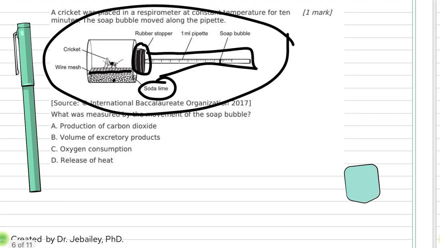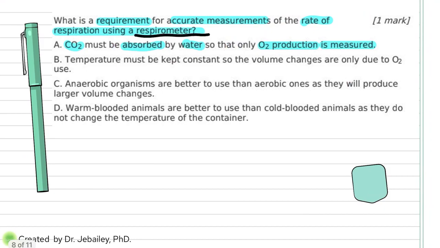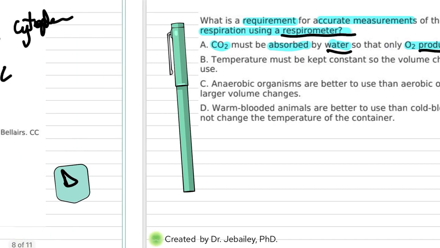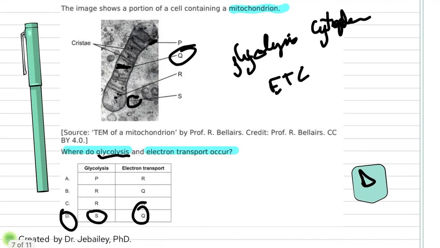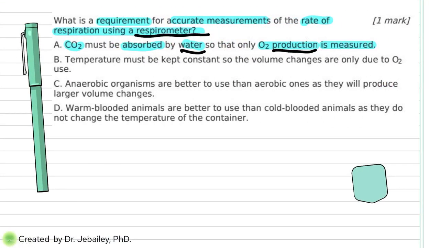And this is basically to see how oxygen is being consumed. So oxygen is being consumed, it's not production, it's consumption. And CO2 is not absorbed by water. As you can see, it's not water, it's actually soda lime. Okay, that's one thing. Next, the temperature must be kept constant so the volume changes are only due to oxygen use. This is more likely to be it.